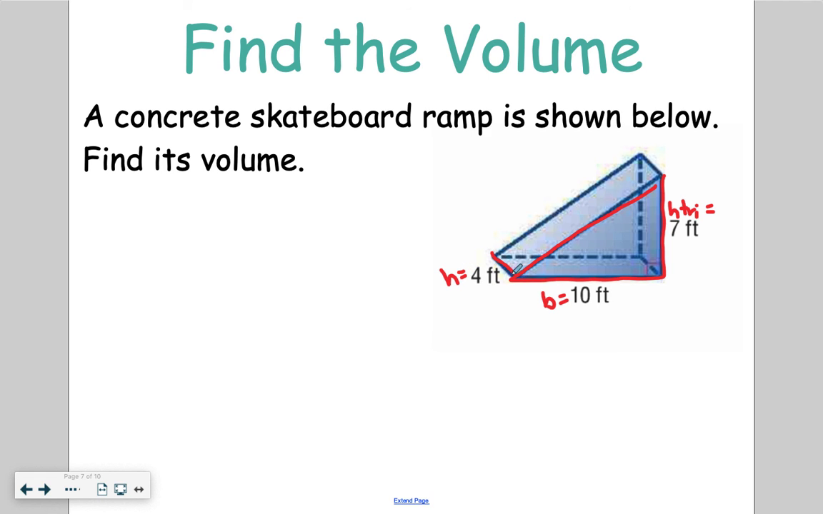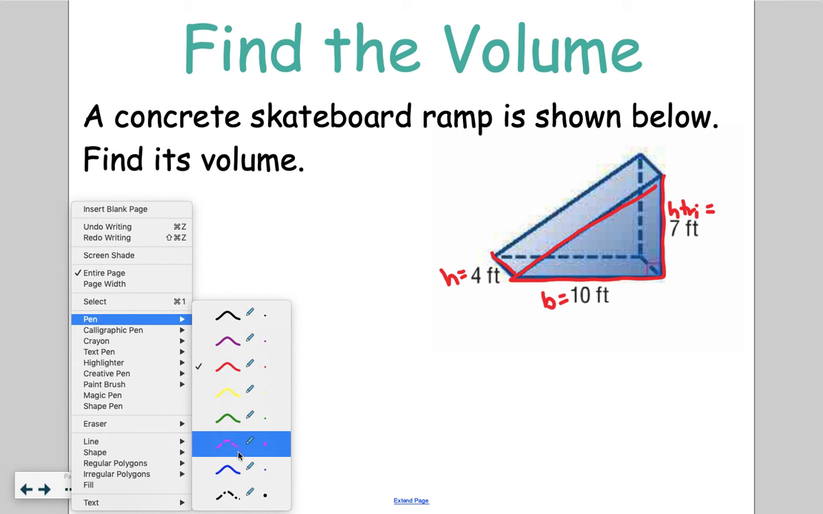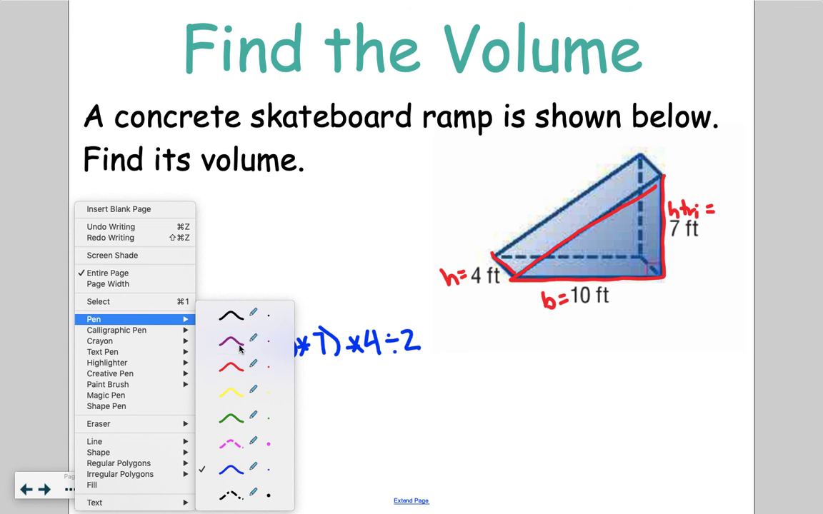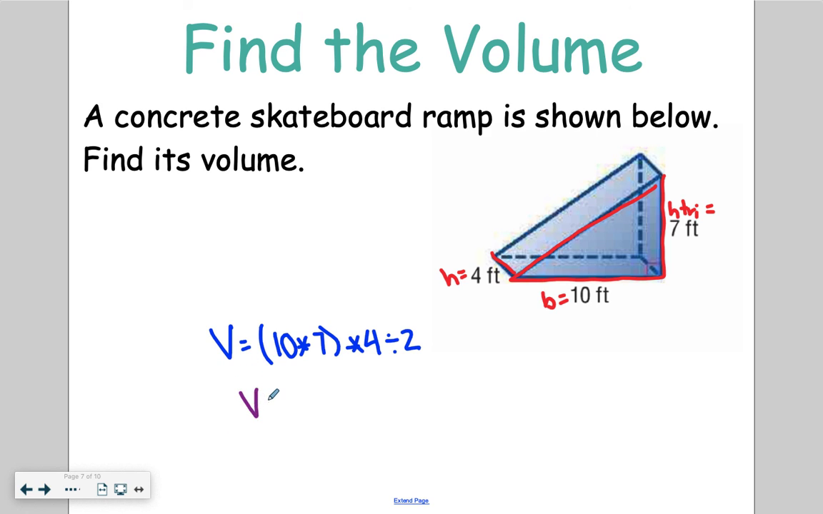So remember, even though it looks like it's a width, even though it looks like it's going across, we're going to refer to that as height. So then I need to set up for my volume equation, and I'm going to say volume is equal to my base of my triangle 10 times my height of my triangle, which is 7, then multiplying by 4 and dividing by 2. And when you plug that whole thing into your calculator, you are going to get a volume of 140. And then here we've got a label of feet cubed.